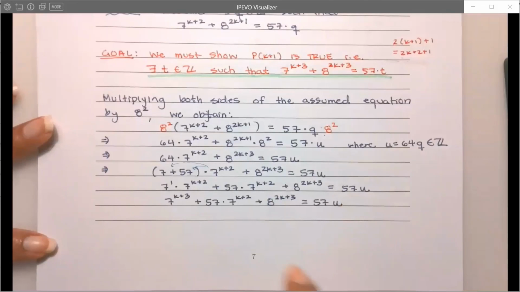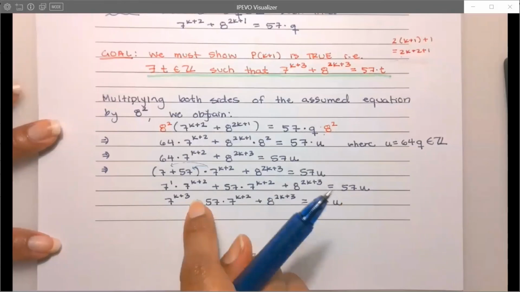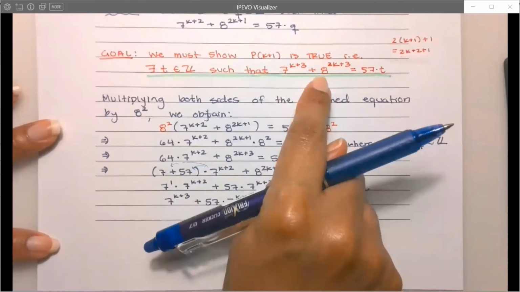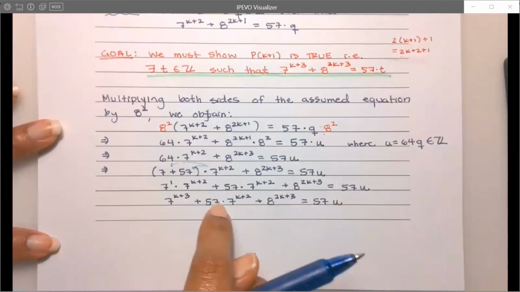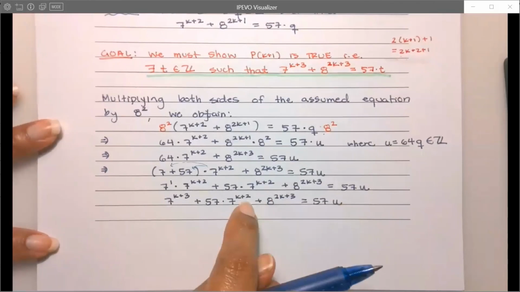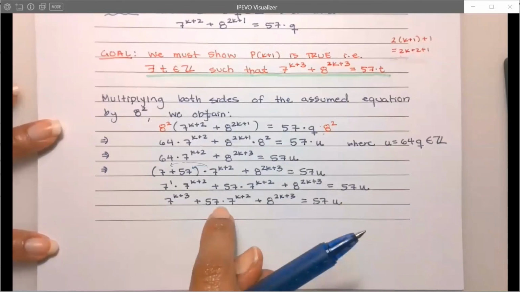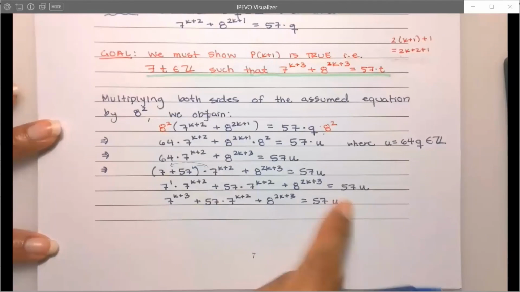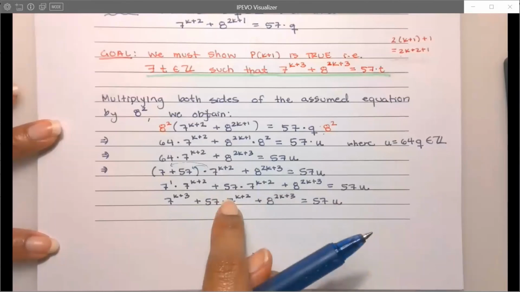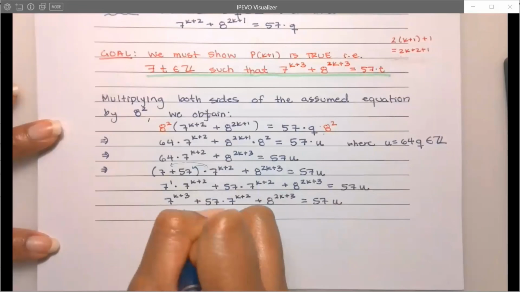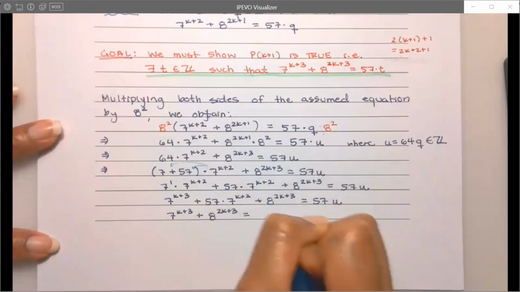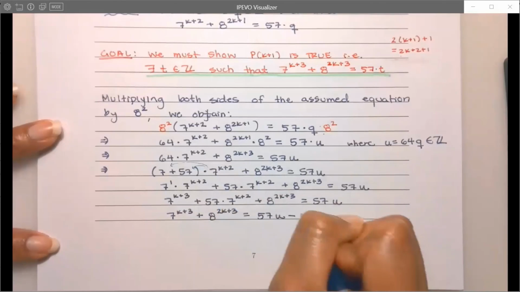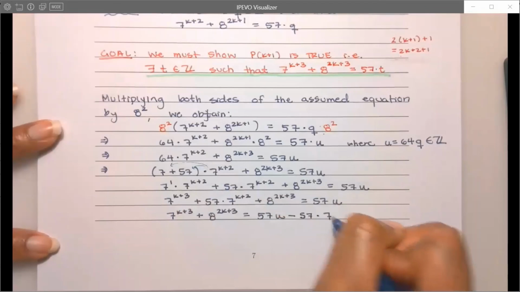Now notice how close this is to the goal. The goal was to have 7 to the k plus 3 plus 8 to the 2k plus 3. I have those terms present here. The only one that's kind of throwing off the left-hand side is this 57 times 7 to the k plus 2. So what I'm going to do is subtract this term from both sides so that on the left-hand side it no longer appears. And when we do that, we'll have 7 to the k plus 3 plus 8 to the 2k plus 3 is equal to a 57u minus a 57 times 7 to the k plus 2.